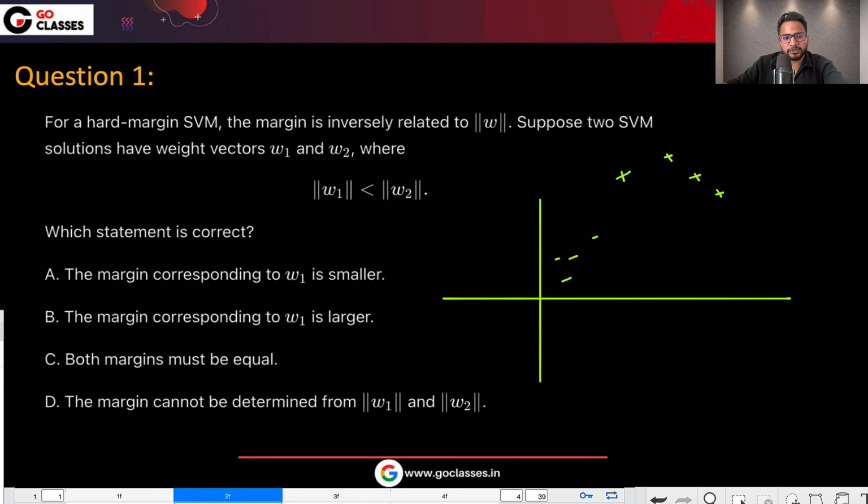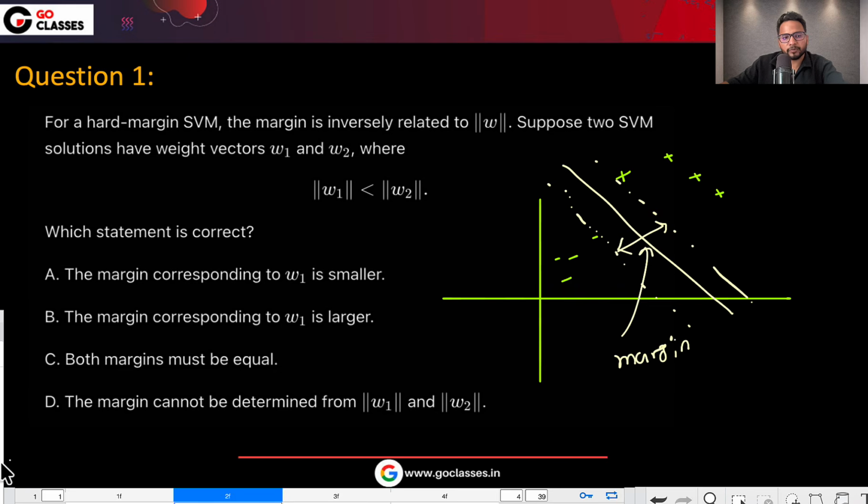If you want to find the margin, let's suppose this is the separating hyperplane. Then I should be finding the distance between the closest point of plus and the closest point of minus. So basically this is called margin, as you might remember.